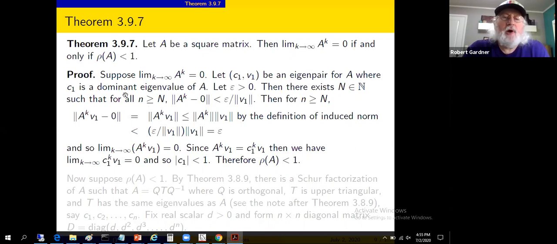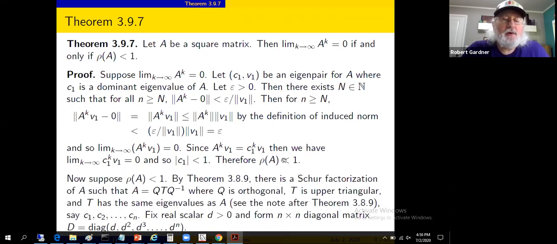c1 was what? A dominant eigenvalue of matrix A. So it was an eigenvalue of maximum modulus. So the biggest modulus eigenvalue is less than 1. So the spectral radius is less than 1. All the eigenvalues must have modulus less than 1. And so the spectral radius must be less than 1. Okay, so that shows the limit of A to the k equals 0 implies the spectral radius is less than 1. It was if and only if, so we need to do the converse.